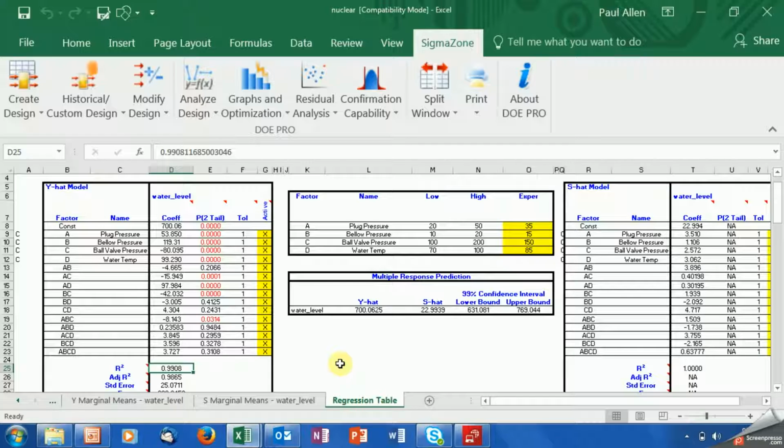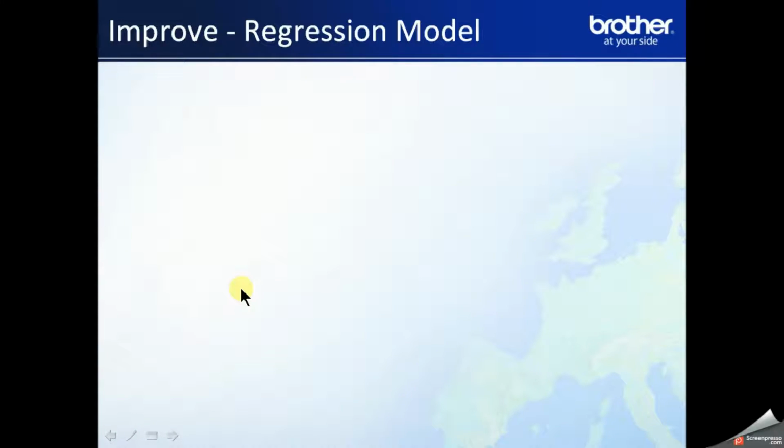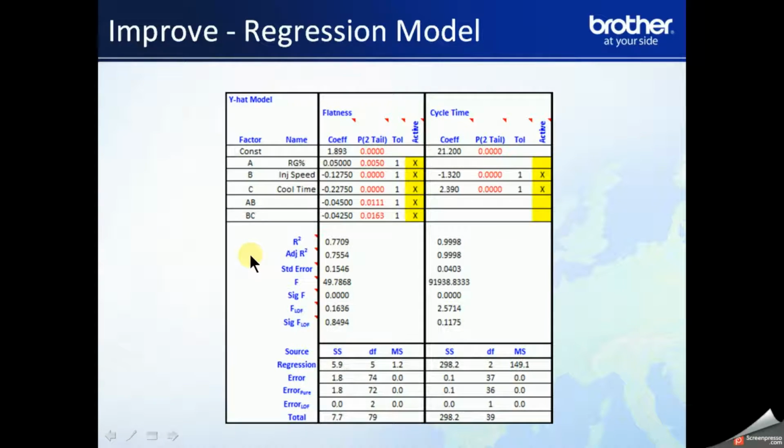0.99 is very high on the R squared. That wouldn't be something that you would normally see in real life. And I've just got an example. Let me just go to a case study example of a real life model and the R squared.